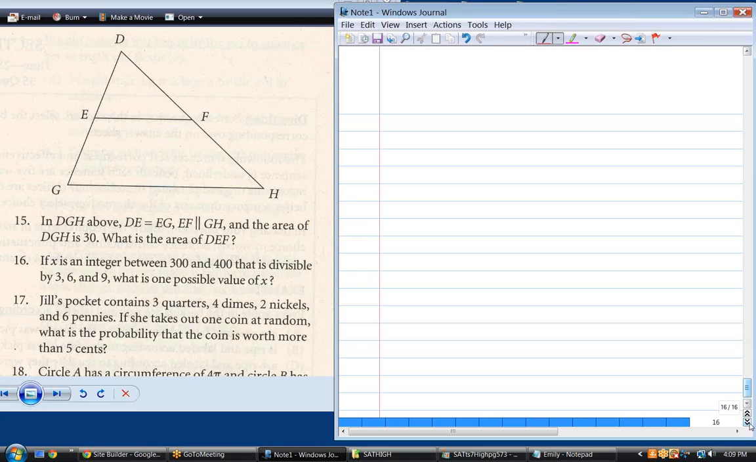It's going to be half, so 15. No, it's going to be a third of it. A third of it.